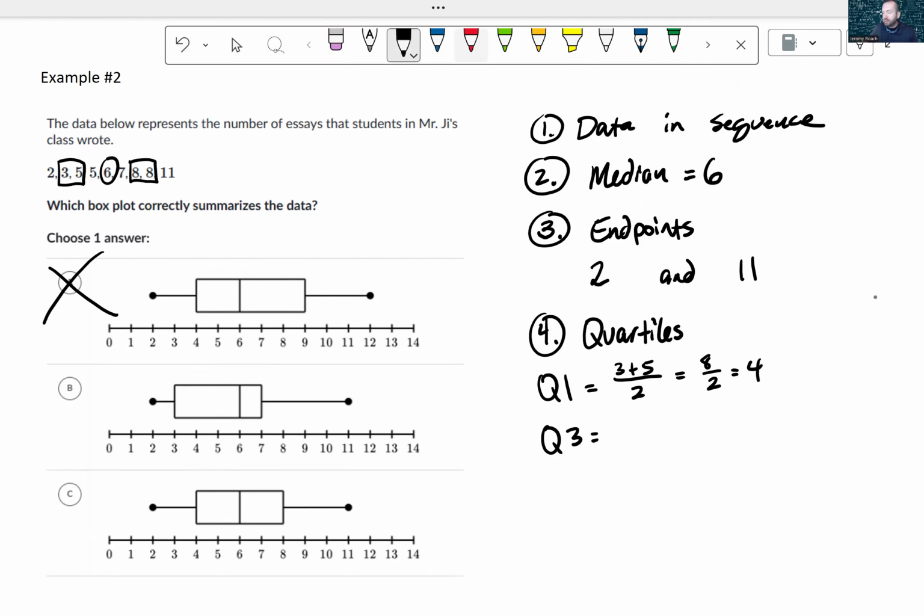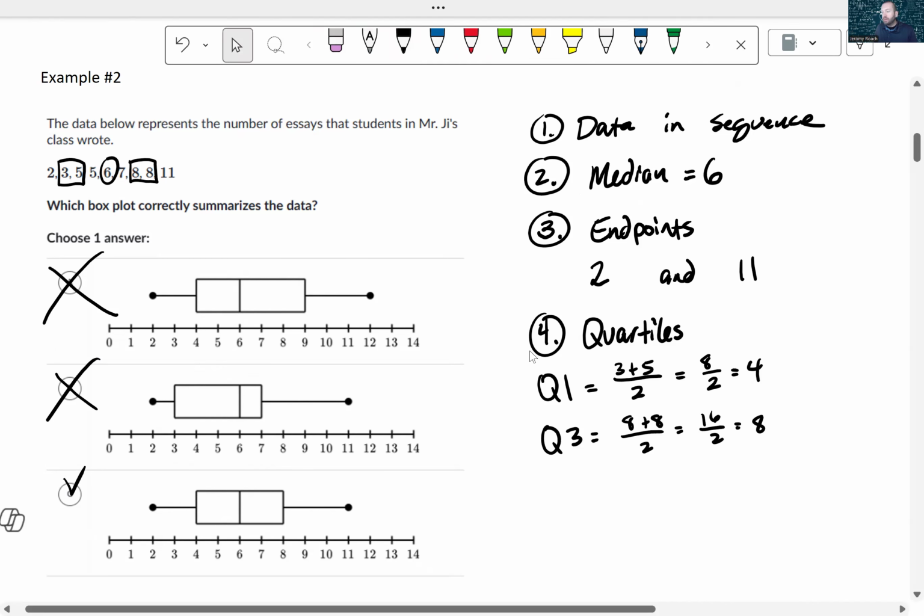For quartile 3, we also have two middle numbers, 8 and 8. That's a little bit easier. That's just 8, but just to show you the math, it's 8 plus 8 over 2. That's 16 over 2, and that's equal to 8. So these are our outer edges of the box plot. We're looking for 4 and 8. It looks like for B, it's at 3 and 7. So we can cross out B. That's not right. And then C is at 4 and 8. Looks like that's going to be our final answer for this one.